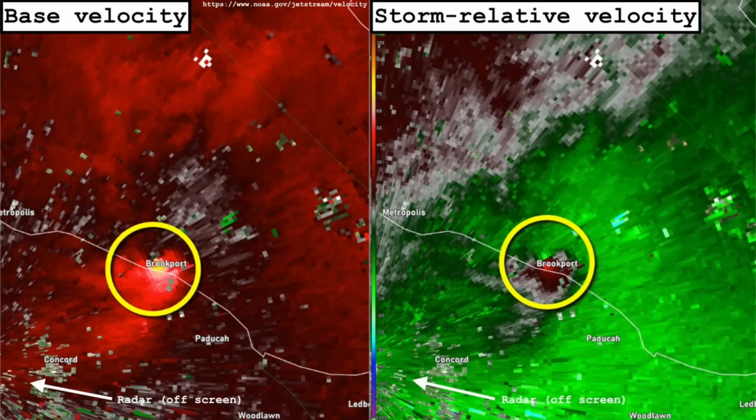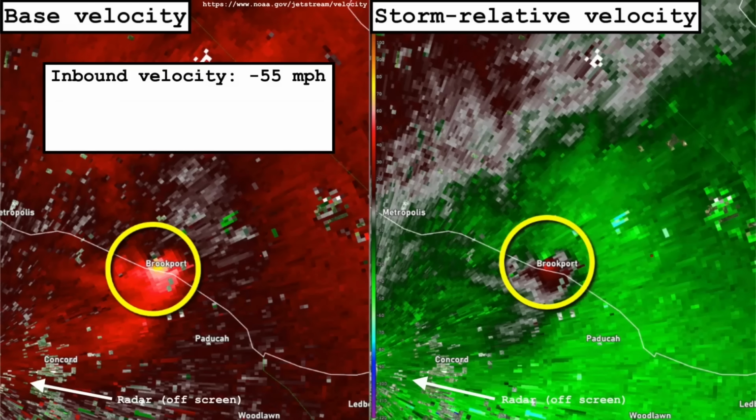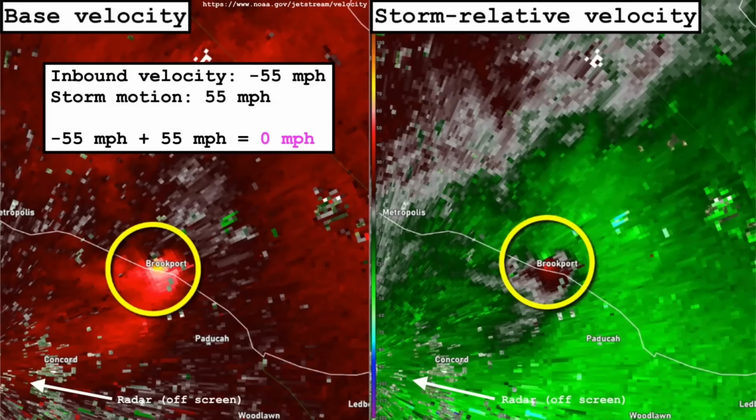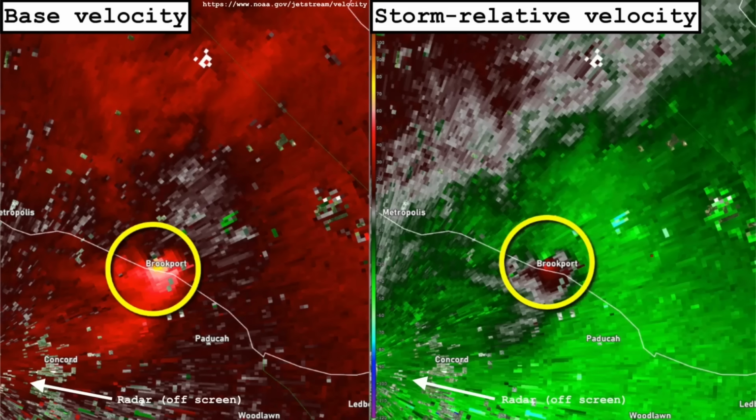At first glance, you might overlook this signature given its asymmetric nature, but when we switch to storm relative velocity, we see a much clearer depiction of a TVS, with an area of strong inbounds adjacent to an area of strong outbounds. This makes sense. Let's say our inbound winds within this TVS have a velocity of 55 miles per hour moving toward the radar. With a storm motion of 55 miles per hour away from the radar, the resultant base velocity reading would be an erroneous 0 miles per hour, and our outbound velocities would be drastically overestimated. With storm motion factored out, we get a much more realistic depiction of the velocities within the couplet and a much clearer indication of a TVS.